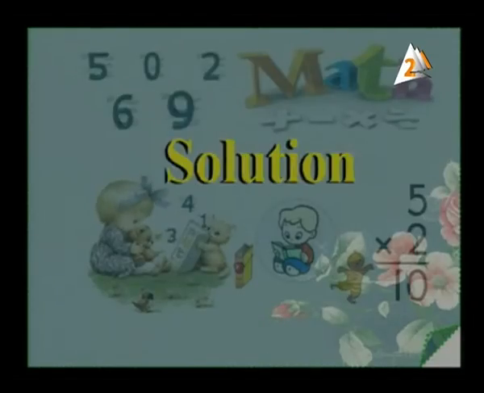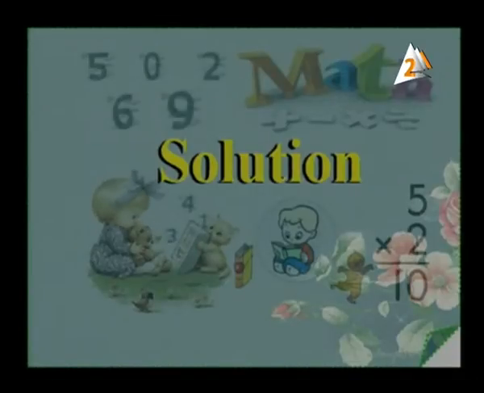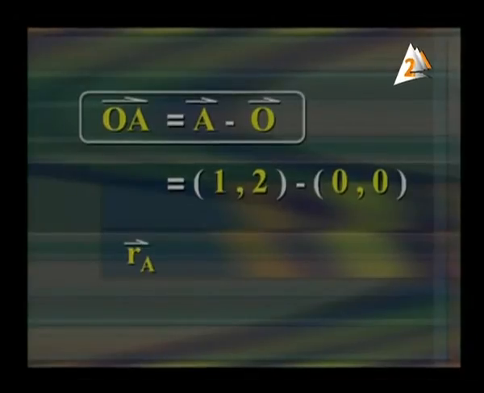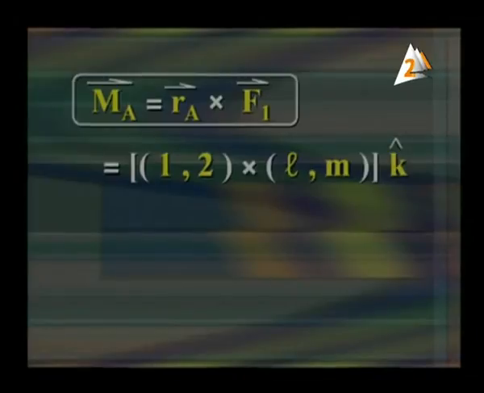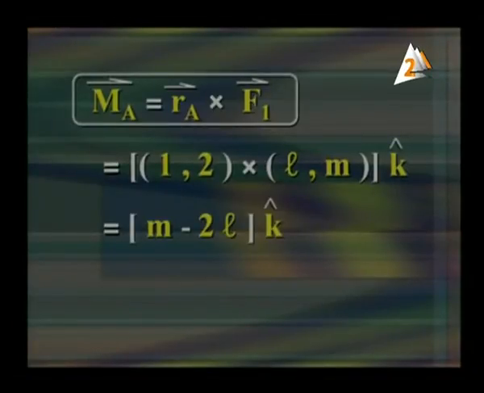As solution, we say that OA equals A minus O, (1, 2) minus (0, 0), which is equal to (1, 2). And the moment about the point A equals R product F1. So it's equal (1, 2) product (L, M) K, which is equal to M minus 2L K.